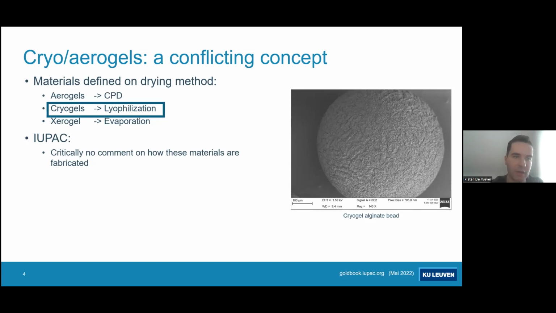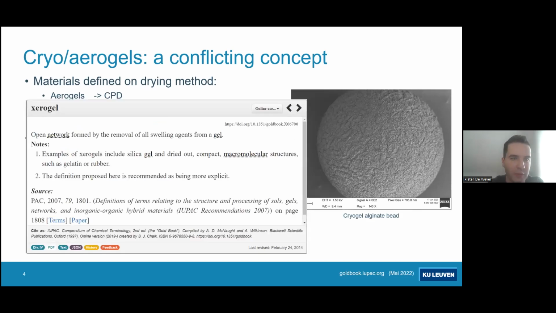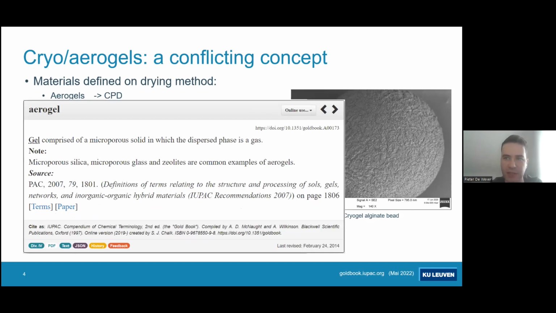Now, according to the International Union of Pure and Applied Chemistry, they handle different definitions for these kinds of materials. So a xerogel is in this case an open network formed by the removal of all swelling agents from a gel. So basically this means that any kind of dried hydrogel is automatically a xerogel. And an aerogel is a special case of a xerogel in which the gel is comprised of a microporous solid in which the dispersed phase is a gas. And there is no definition for a cryogel.